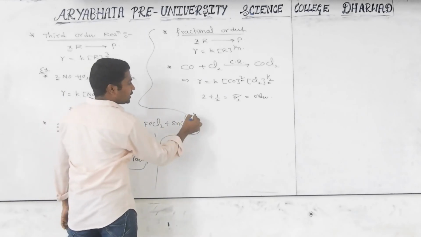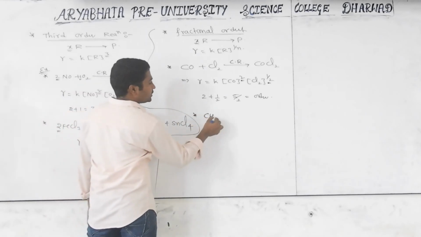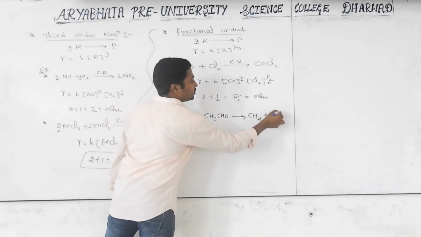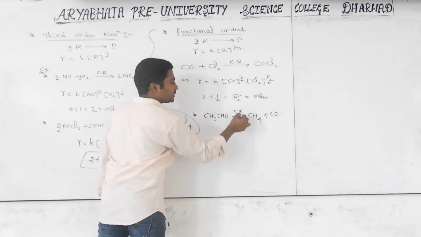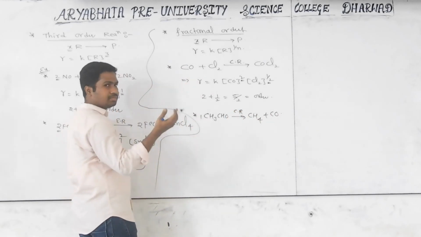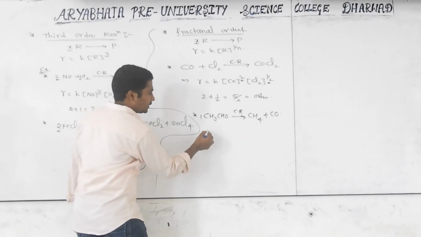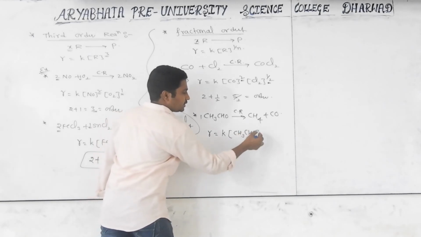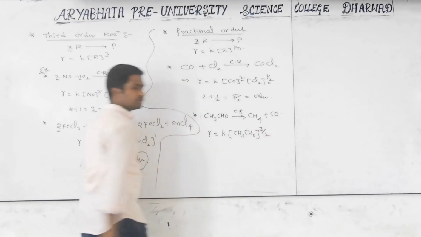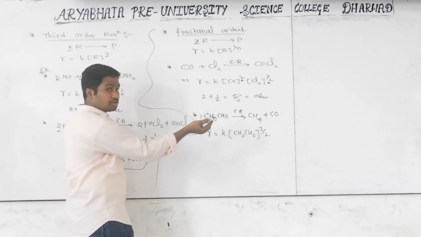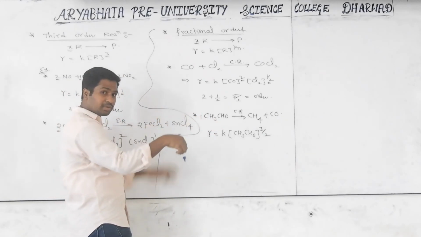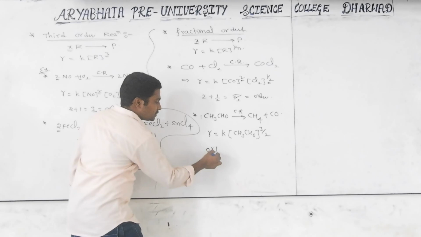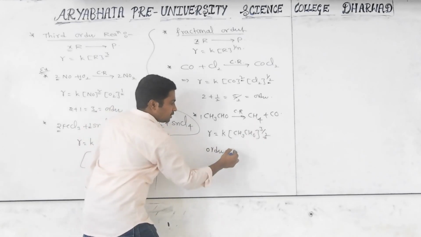You can see one more example for this. Acetaldehyde you can take. Acetaldehyde decomposition gives CH4 plus CO. It is also a complex reaction. In a complex reaction the coefficient may or may not appear in the powers. It's not coming here. R equals K into the concentration of CH3CHO whole power 3 by 2. It is because it's a complex reaction, taking place in more than one step. In one of the steps its power is 3 by 2, that's why it comes as the power. So the order equals the power of the reactant, which is 3 by 2.